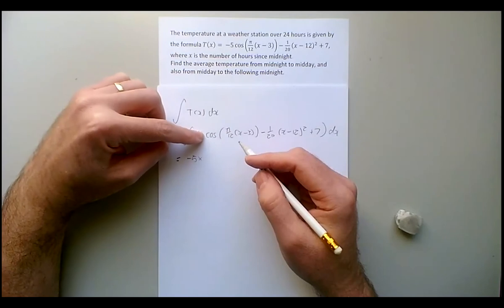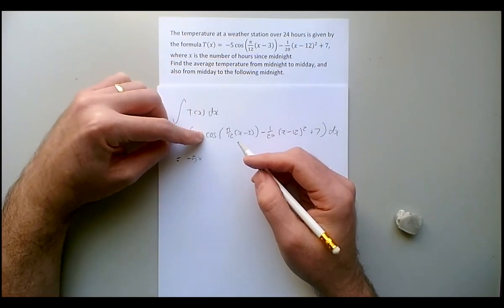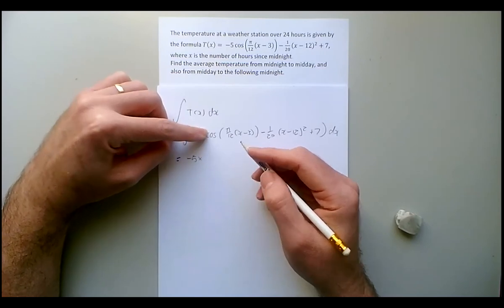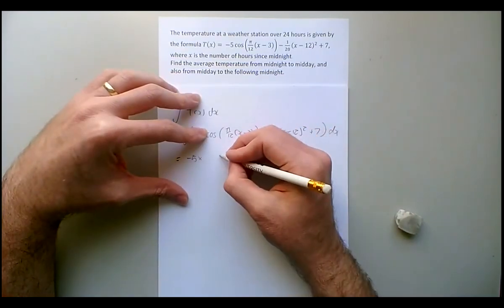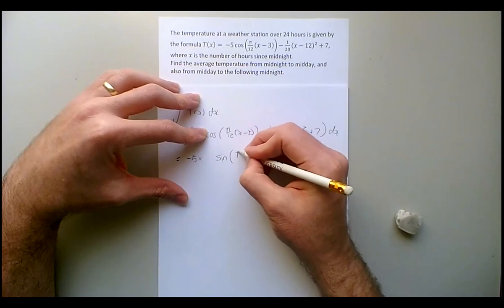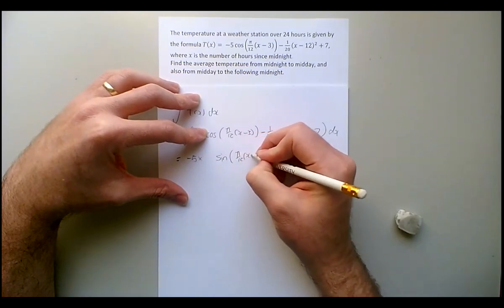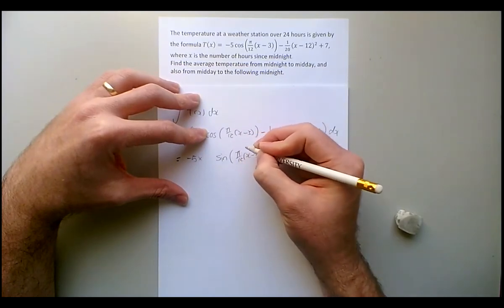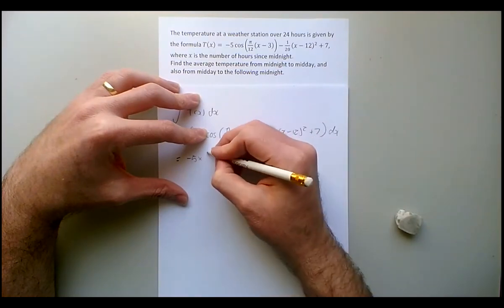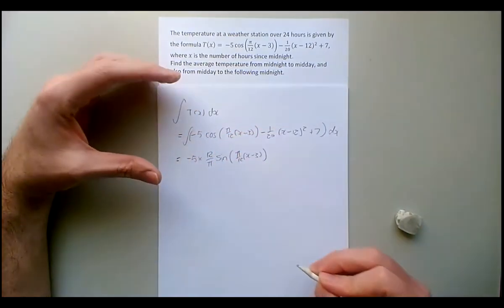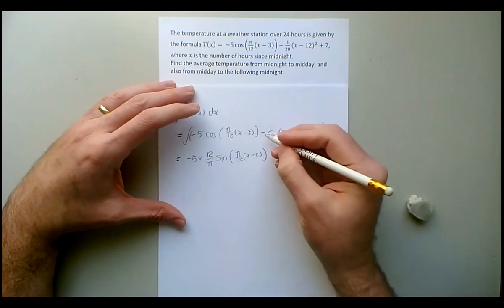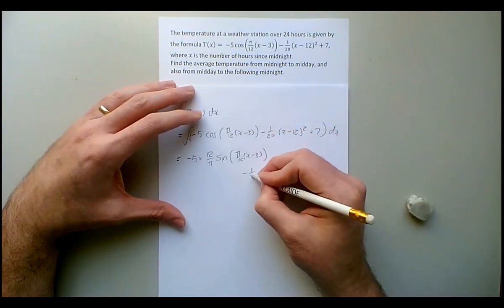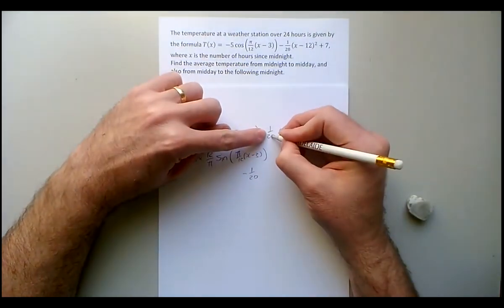So cos integrates, it would be plus or minus sign. Normally cos differentiates to give minus sign, so it integrates to give plus sign. So that's sine of pi on 12x minus 3. But then I have to divide by this number, so that's the same as multiplying by 12 on pi. Okay. And the next bit, the minus a 20th is multiplied on, so it'll still be there.